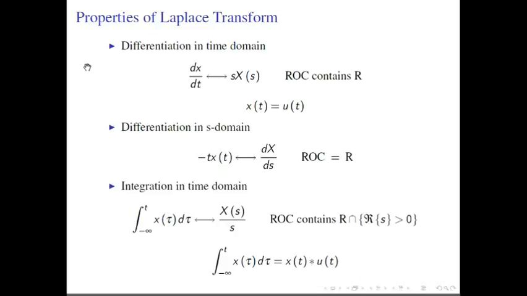The next property is integration in the time domain, or you can just compare it with the integration property in the Fourier transform. The integral from minus infinity to t of x of tau d tau will have the Laplace transform X of s upon s, and its ROC will contain the intersection of R and Re of s greater than 0.